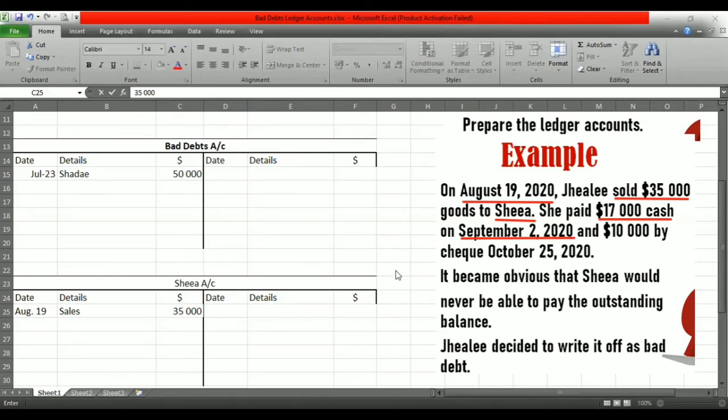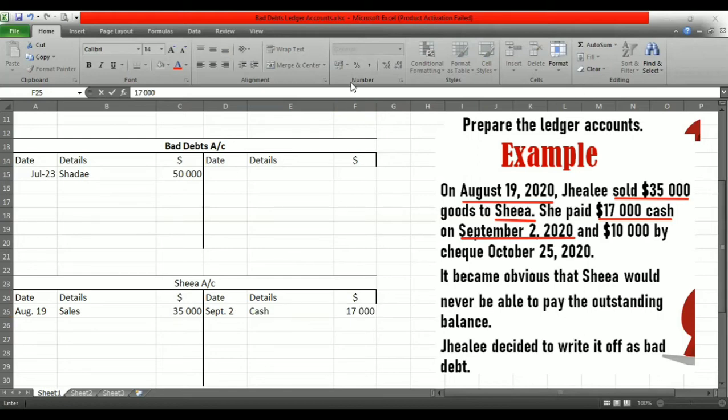And in this case, our cash book would be debited. The date on which this payment was made is September 2nd. And the details, which is the other item affected, is cash. That is the method that she used to make her payment. And the value that was paid on that date is $17,000.